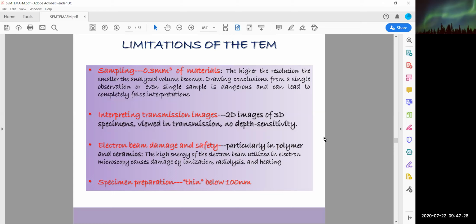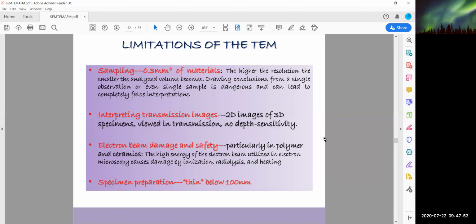Okay, then there is sampling, how the sample for the TEM is prepared. This is also a very tedious job. The higher the resolution, the smaller the analyzed volume becomes. Okay, so this is the most important sentence in this. The higher the resolution, the smaller the analyzed volume becomes. Drawing conclusions from a single observation or even a single sample is dangerous and can lead to completely false interpretations.